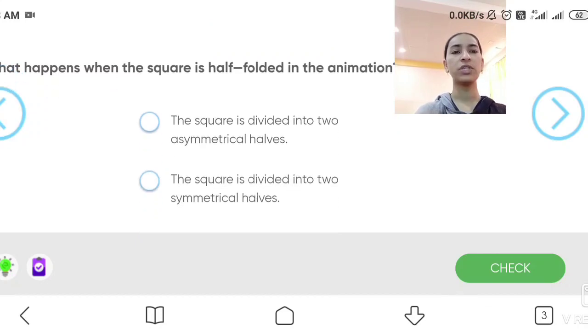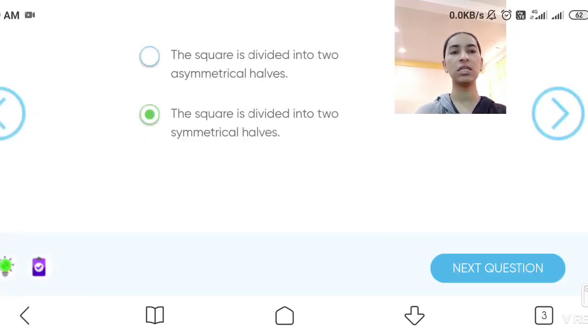The options are, first option, the square is divided into 2 asymmetrical halves, and the second option, the square is divided into 2 symmetrical halves. Which one is correct? First or second? Yes, the correct answer is the second one, but I want to check whether my answer is correct or not. Just click on the check word. See, the green signal is there. That means our answer is correct.